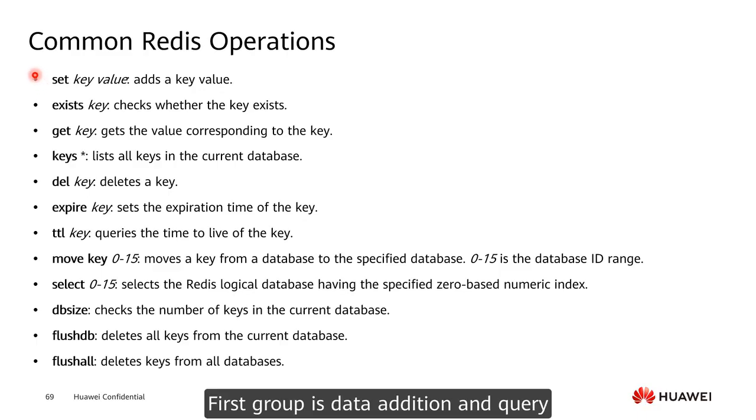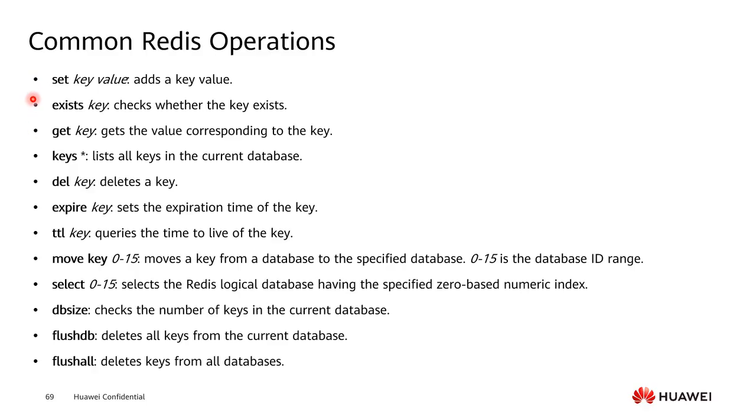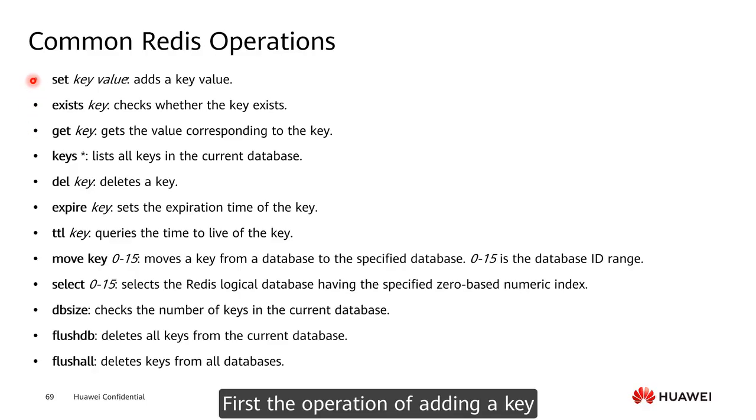First group is data addition and query. First, the operation of adding a key-value pair is very direct. Run the set key value command. Here, the key is the unique identifier you set for the data item, and the value is the data content that you want to store associatedly.